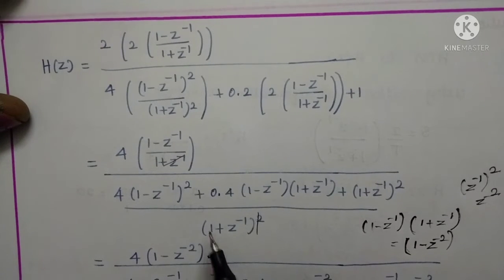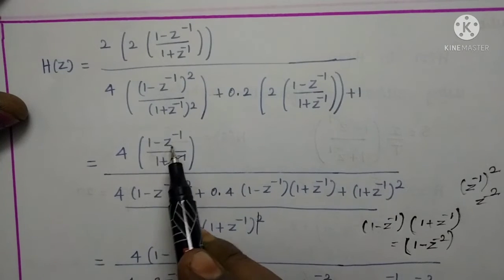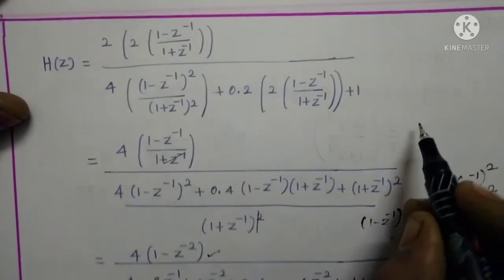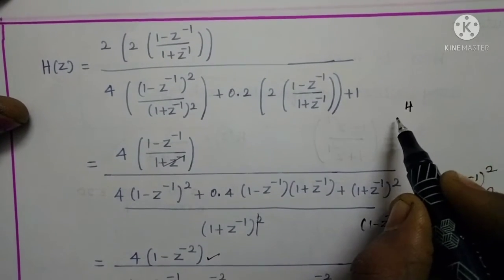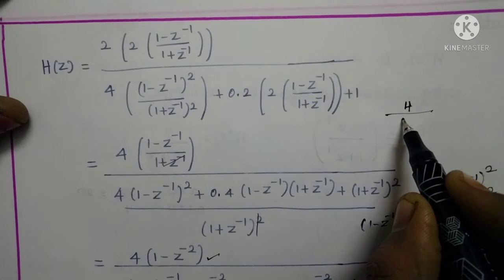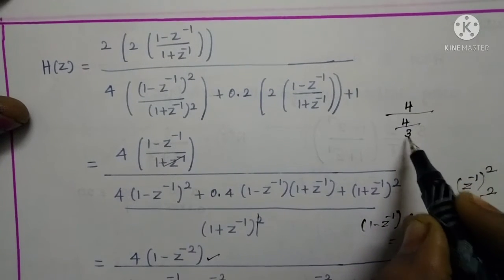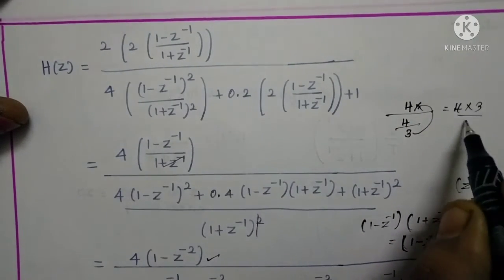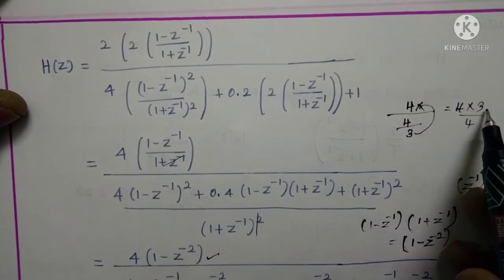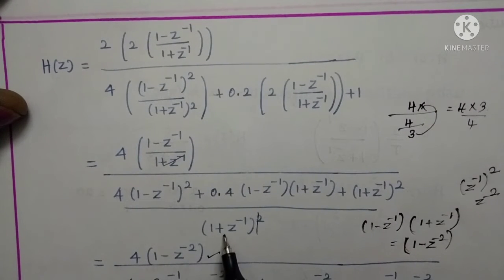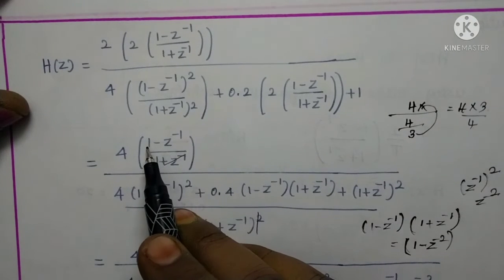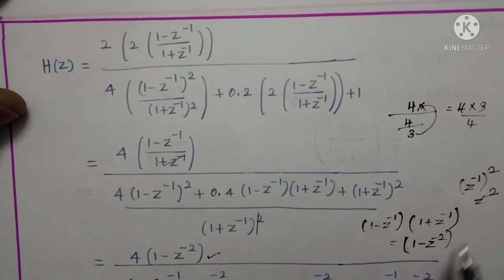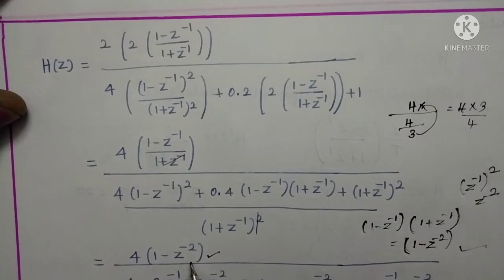This numerator term has 4 into 1 minus z inverse; this term will get cancelled. And for example, if we have 4 divided by 3, this 3 will get multiplied here, that is 4 into 3 divided by 4 we will get, right? So like that we have to multiply this 1 plus z inverse to the numerator. In the numerator we have 1 minus z inverse, so 1 minus z inverse into this term 1 plus z inverse, we will get this. So we have to write here.